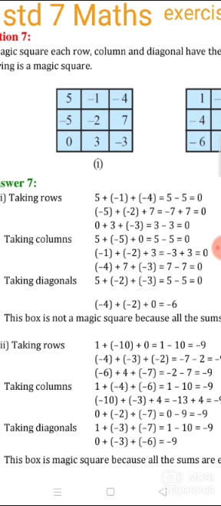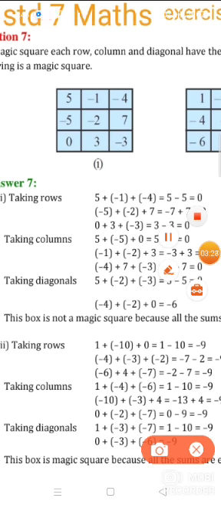Okay friends, now what we will do? We will do the addition of the columns one by one. Here you can see the first column, that is 5 plus negative 5 plus 0. So dear friends, plus minus is minus. Negative 5 plus 0 becomes negative 5, and positive 5 will be as it is. So 5 minus 5 becomes 0.